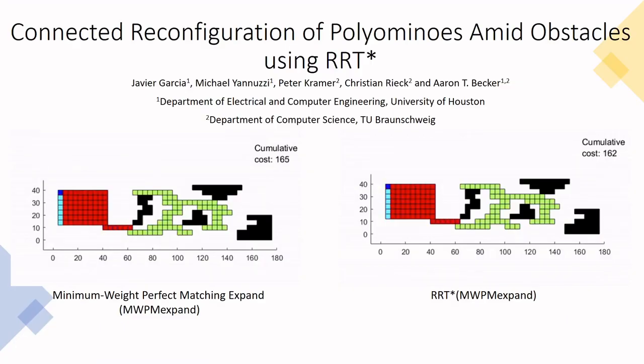Our previous work looked at the reconfiguration of polyominoes and made obstacles using the RRT* algorithm, but only focused on using a single robot. Our current paper increases the number of robots to m robots instead of just one.